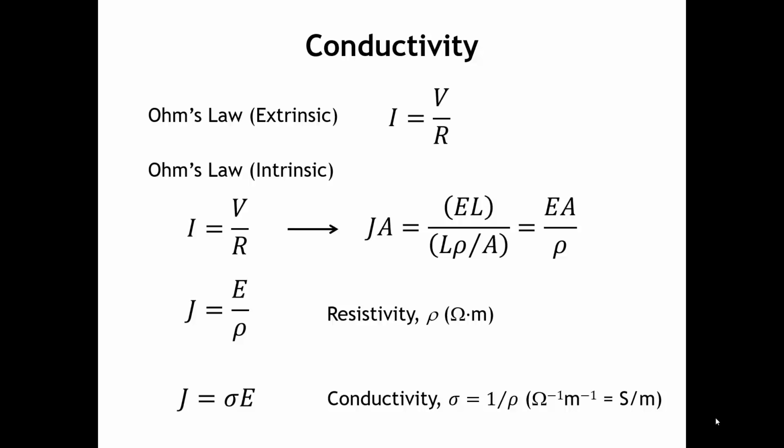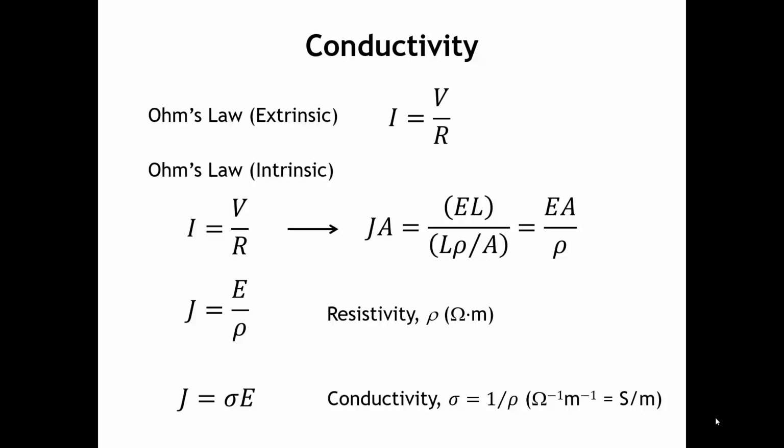We can also see that in the units. The units of resistivity are ohms times meters, and the units of conductivity then are 1 over ohms times meters. Well, there's a name for the unit 1 over ohms, and that name is Siemens. It's the symbol S. So the units of conductivity are either per ohm meter or Siemens per meter.